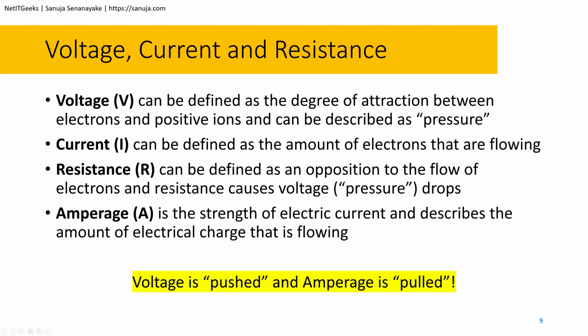Resistance, which is denoted by the capital R, can be defined as an opposition to the flow of electrons, and it causes the voltage to drop. In other words, whatever in that wire is causing an opposite force against the voltage is called resistance. So resistance is opposite to voltage. The higher the resistance, the more the voltage is going to drop. The lower the resistance, the more the voltage is going to increase. That's what you need to understand.